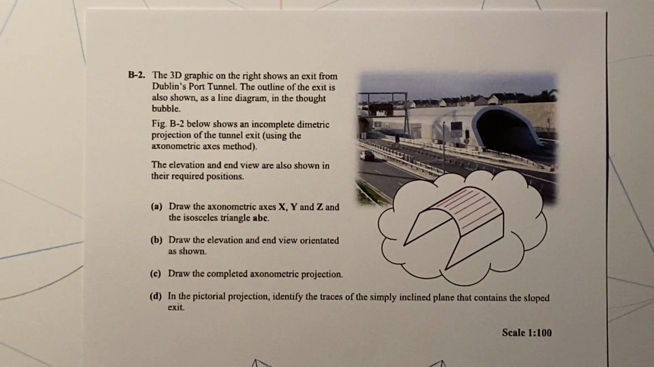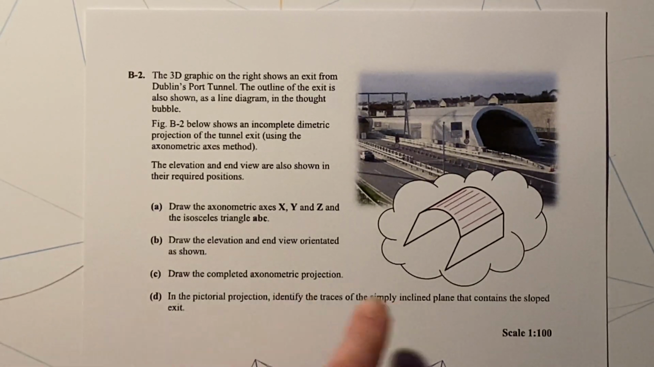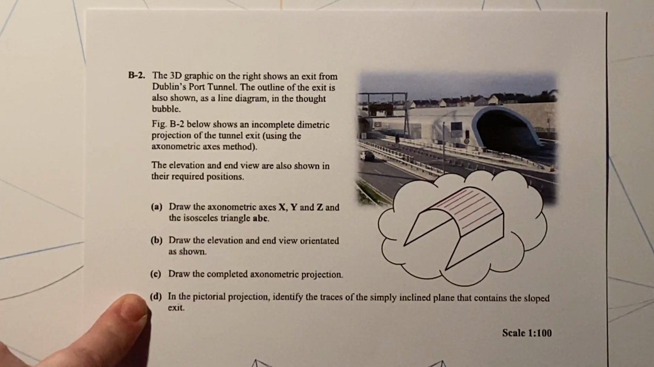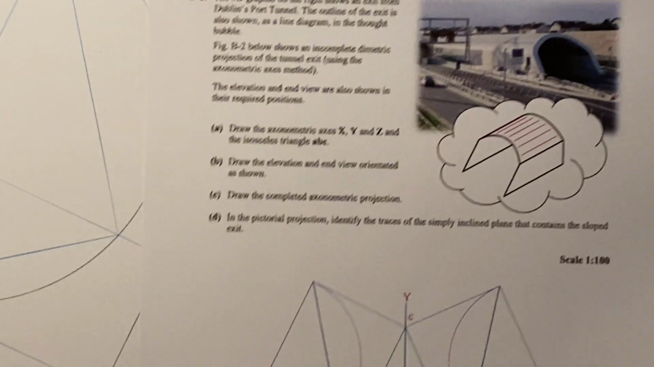Now, what we're not used to is doing it at different angles, so that's what's going to be new here. So we're asked to draw the axonometric axes X, Y, and Z, and then the isosceles triangle ABC. And then draw the elevation and end view oriented as shown. Draw the completed axonometric projection. Now, part E is in the pictorial projection, identify the traces of the simply inclined plane that contains a slope exit. Now, I'm not going to be doing that one today in this video because that is not relevant to what we're at the moment, and we haven't done oblique planes in that sense just yet. Okay, so that's that piece.